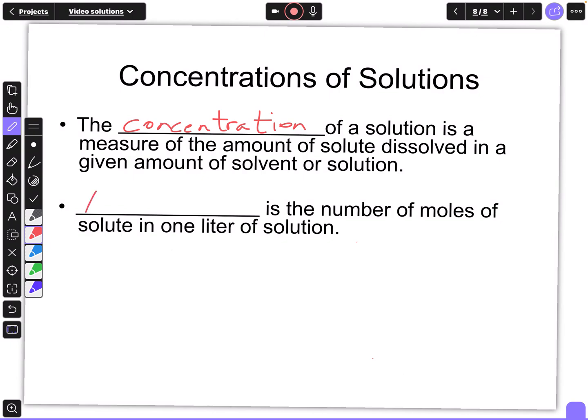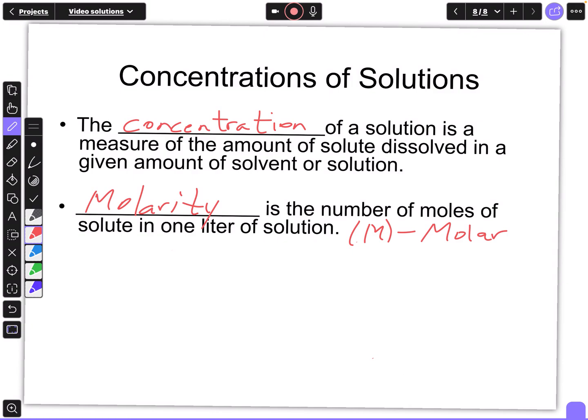And then our last term is molarity. And this is the number of moles of solute in 1 liter of solution. Now we use a symbol for molarity. We use a capital M, and we refer to that as molar. Like we have a 2 molar solution or a 3 molar solution or a 0.5 molar solution. The higher the number, the more concentrated something is.